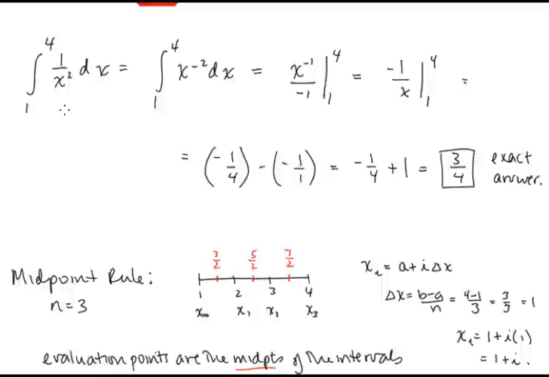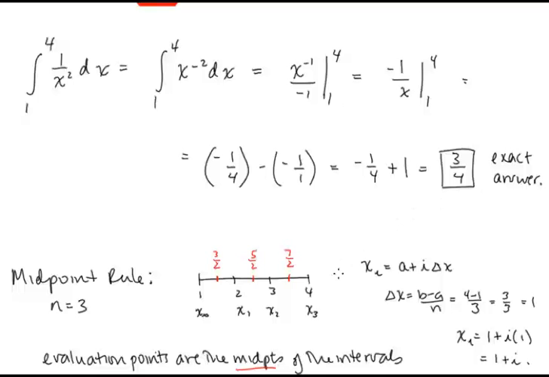Computing this integral exactly, we first write the 1 over x squared as x to the negative 2. Integrating, we get x to the negative 1 over negative 1, which is negative 1 over x. And plugging in our bounds and subtracting gives us 3/4. And so that's our exact answer.